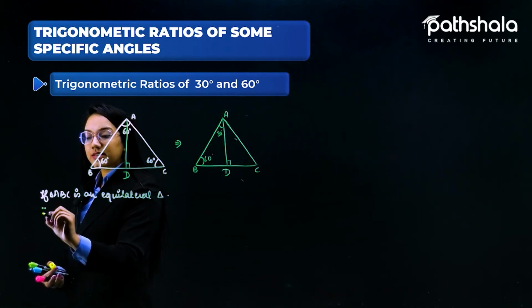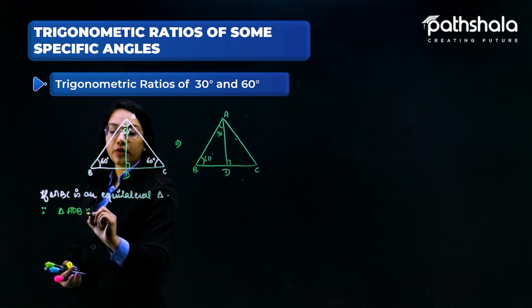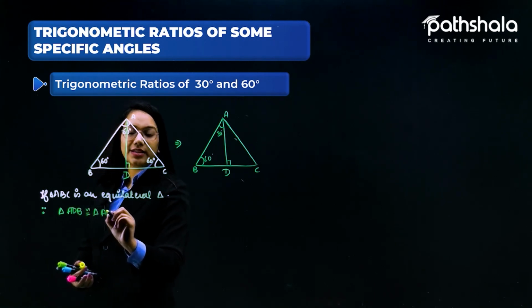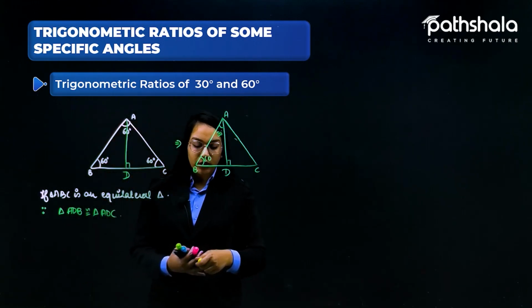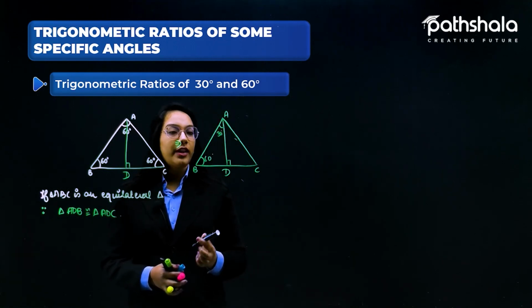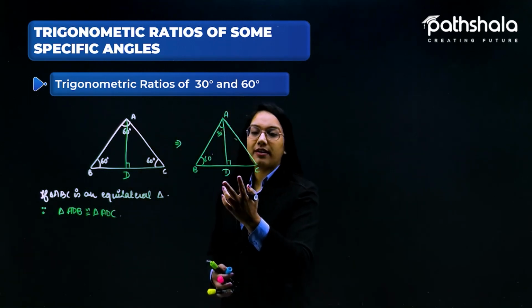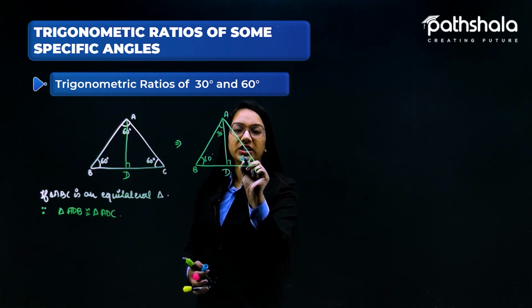So since we can say the triangle ADB is congruent to the triangle ADC, if the two triangles are congruent to each other, then we can definitely say that if this angle is 60 degrees, then this angle is also 60 degrees.